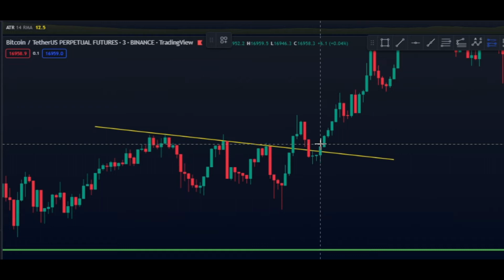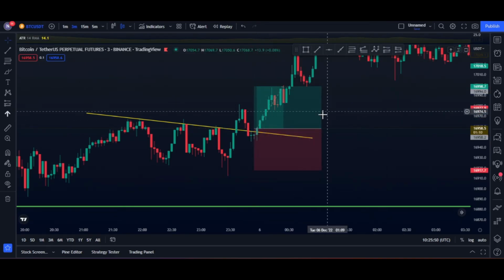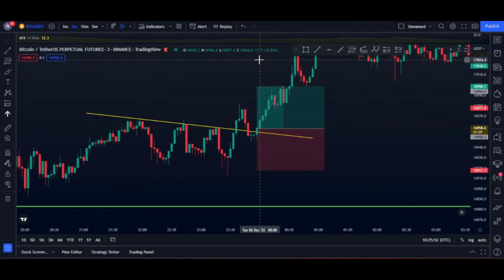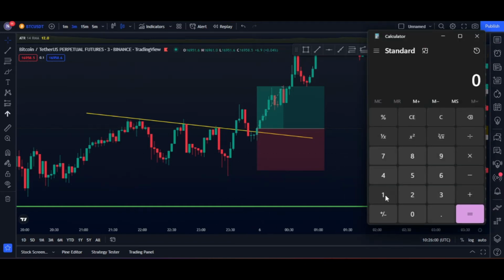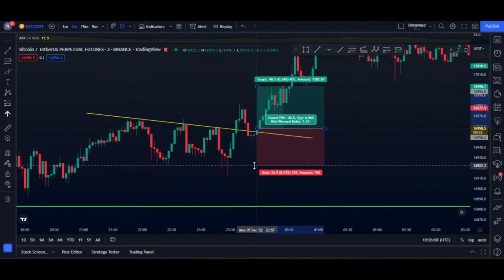So here, as you can see, when I hover my mouse, my ATR indicator shows 12.5. So here is my entry on this close right over here. And then for my stop loss, since the stop loss is 12.5, I usually calculate it in my mind, but for the sake of this video, we will be using the calculator to do it. So 12.5. Okay, so we have 25 stop loss right over here.